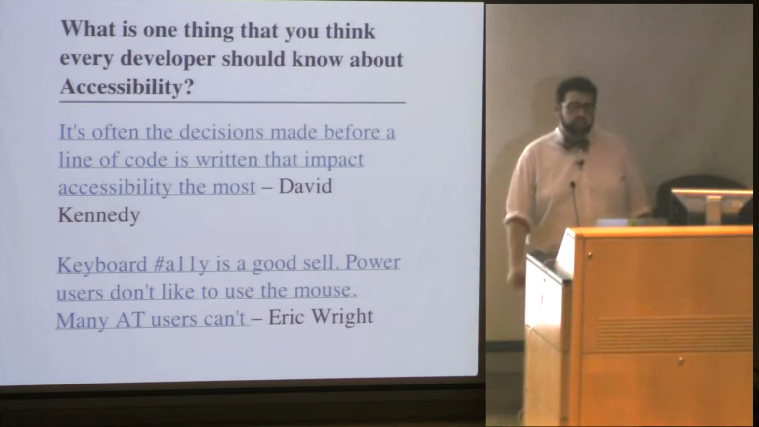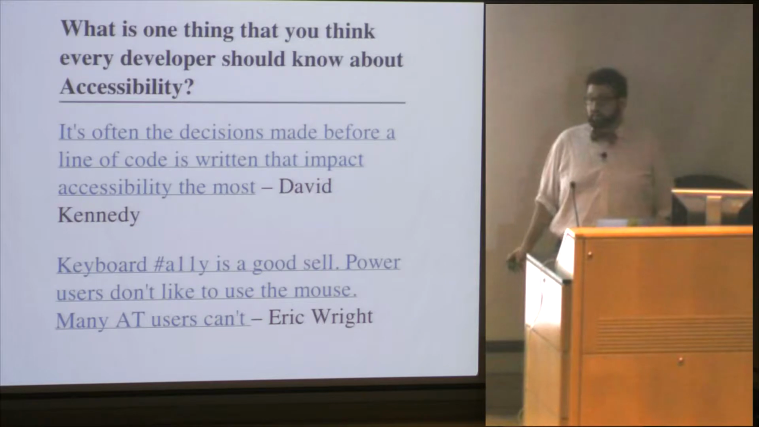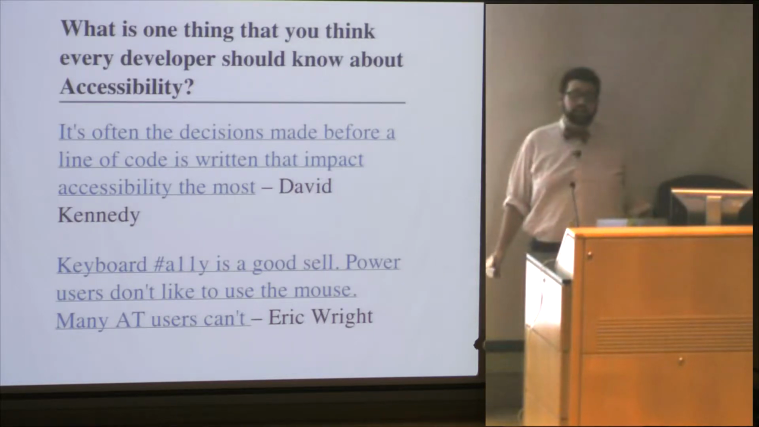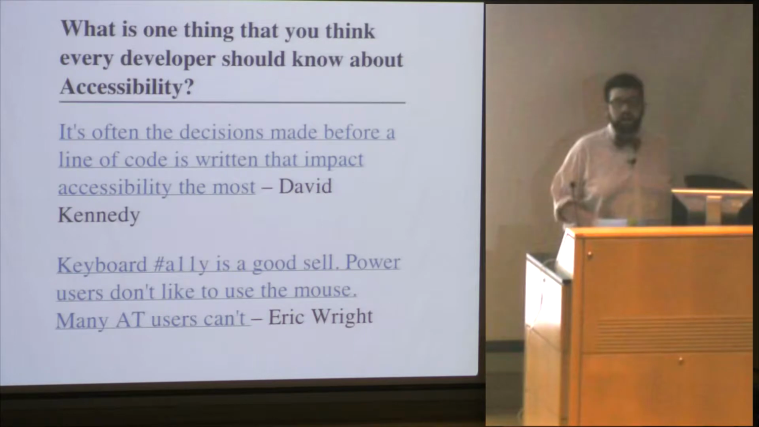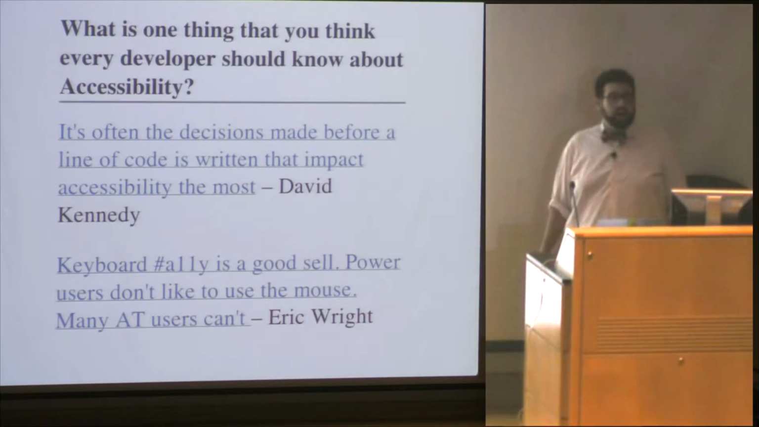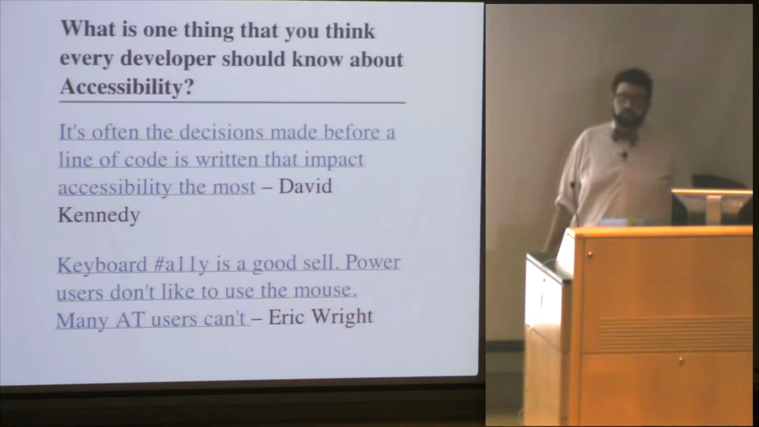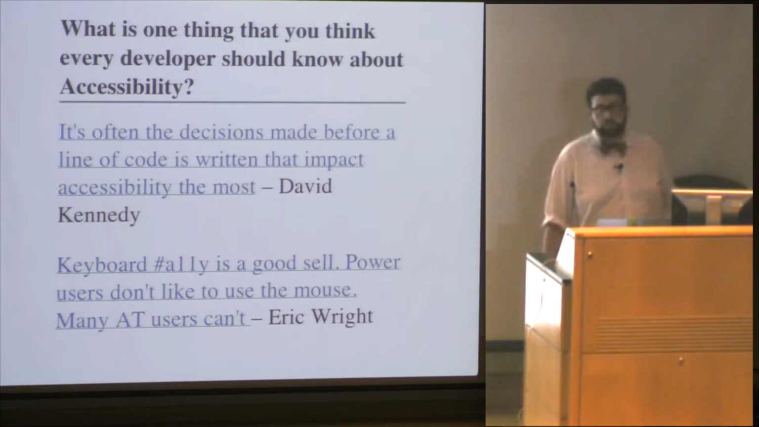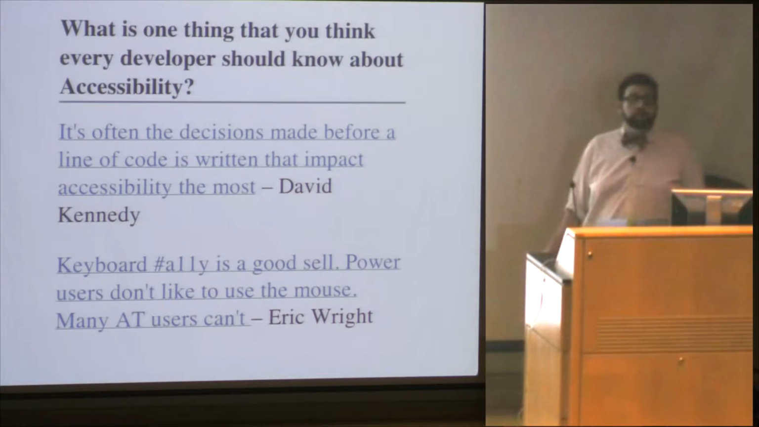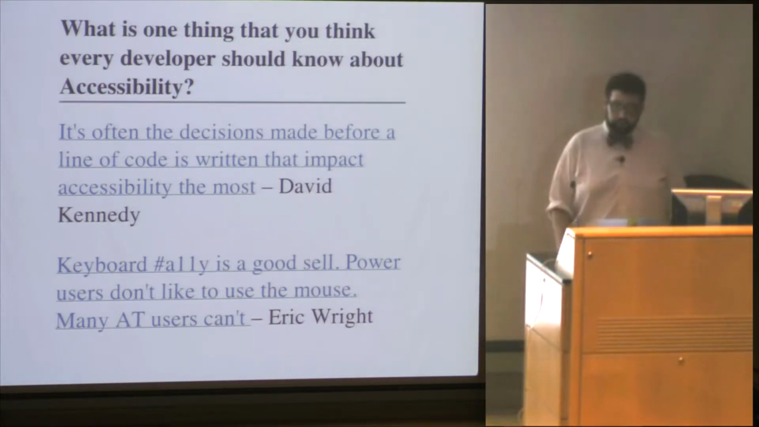And I asked on Twitter the other day, what's one thing that every developer needs to realize about accessibility? The first one is that it's often the decisions made before a line of code is written that impact accessibility the most. Something that's important and something you'll see over these next few slides. The next one is that keyboard accessibility is a good sell. Power users don't like to use the mouse. Many accessible technology users can't. So the keyboard really is what is often used for accessibility purposes. It's probably the most used assistive technology in computing.